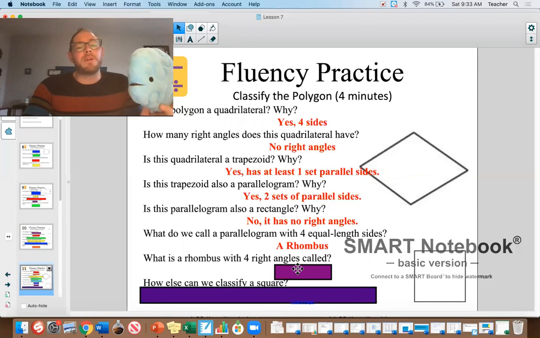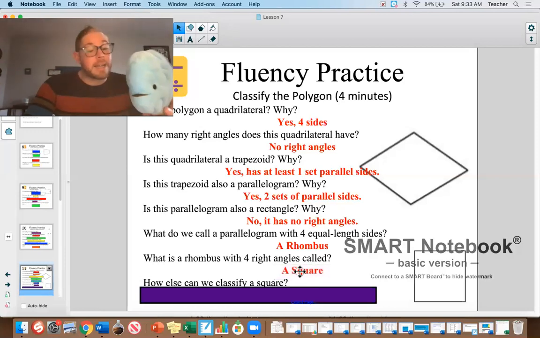What is a rhombus with 4 right angles called? It's got a special name. You can remember that name. Brain, what do you think? A square! You're right. And how else can we classify a square?